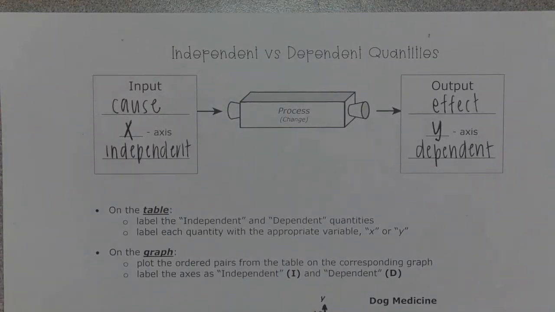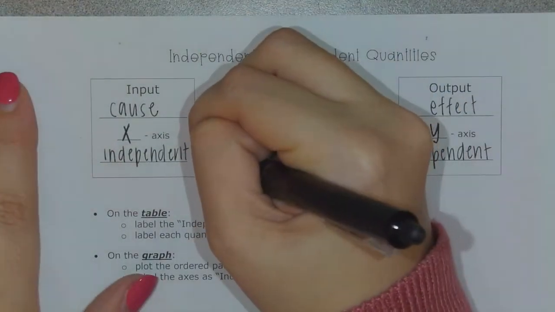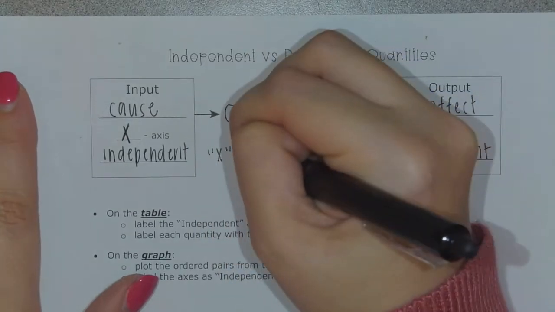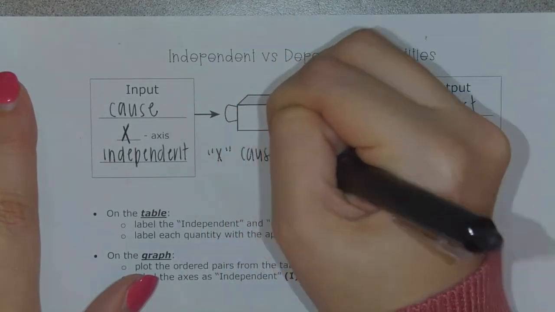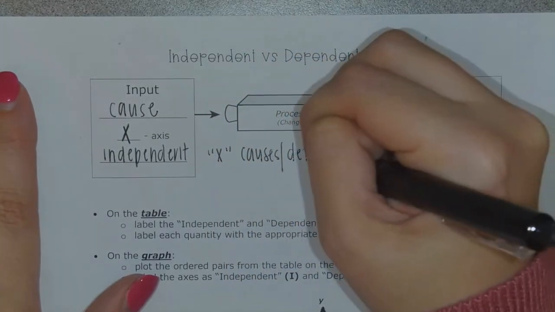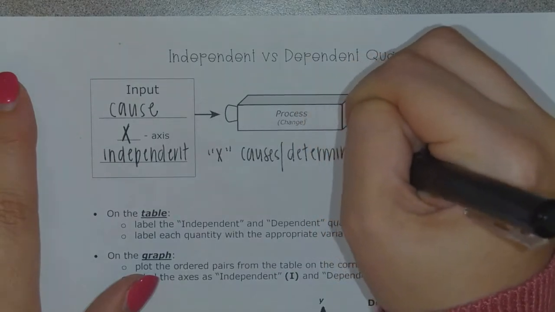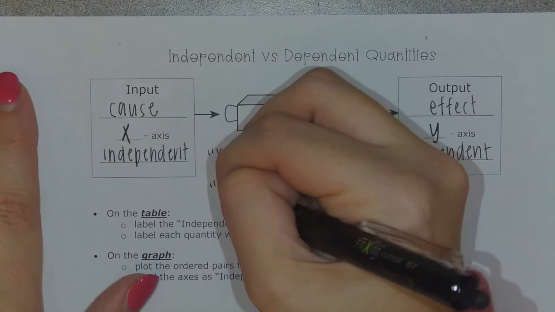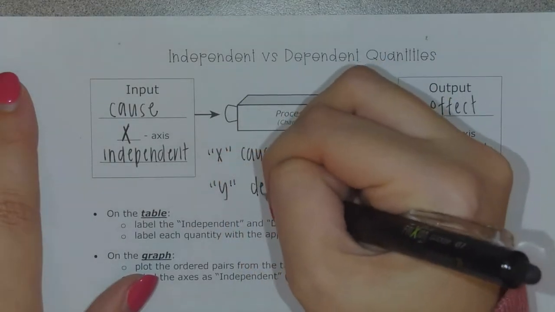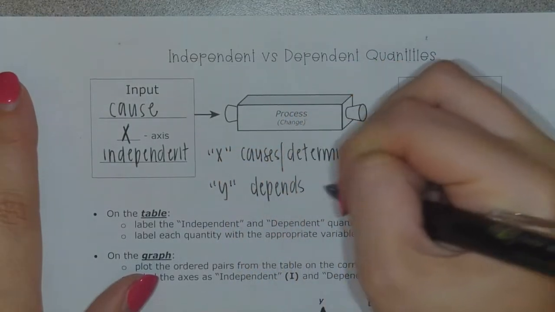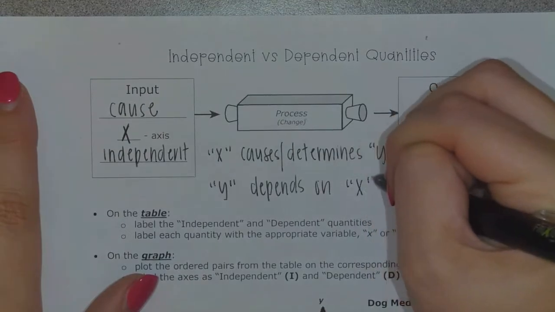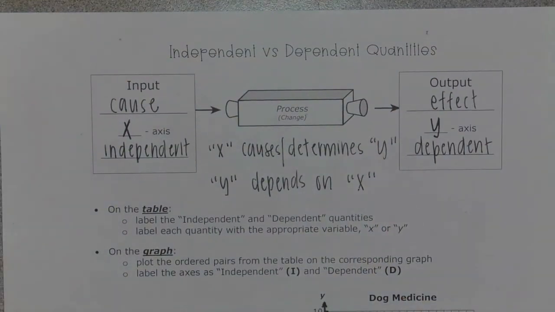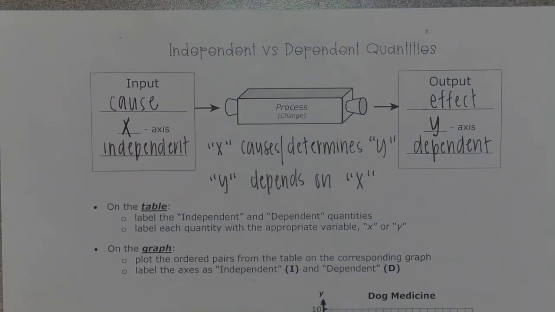So you could see this written a few other ways. We could see whatever we have for x causes or determines whatever your y is. And then the other way around, we could see that y depends on x. So let's look at this in an example so we can start using some real life situations for these words of cause, effect, independent, dependent.